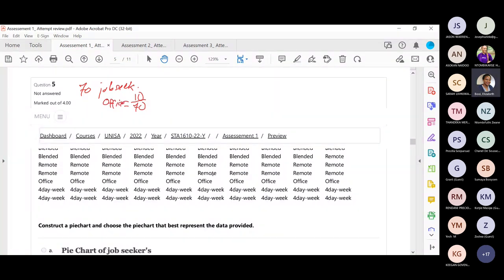And you can also do the remote. 1, 2, 4, 6, 8, 10, 12, 14, 16, 18, 20. So remote, they are 20 divided by 70. So you just need to go and calculate that. Maybe we can also do 4 days. Oh, sorry, remote there are, I didn't see this one, there are 21. 21 remote. I didn't see the last one there. 2, 4, 6, 8, 10, 12, 14, 16, 18, 20. 4 day, yeah, 20 divided by 70. So what is 10 divided by 70? 0.143.